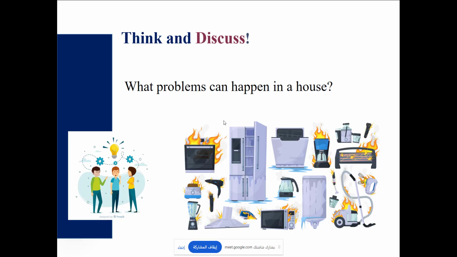Now, let's start with a small question to activate your background knowledge. Look at this photo and think for a moment. What problems can happen in a house? Great. These ideas will help us during the discussion. Also, it prepares your mind for what we will learn today. As you say, something is broken, something is leaking, something isn't working.